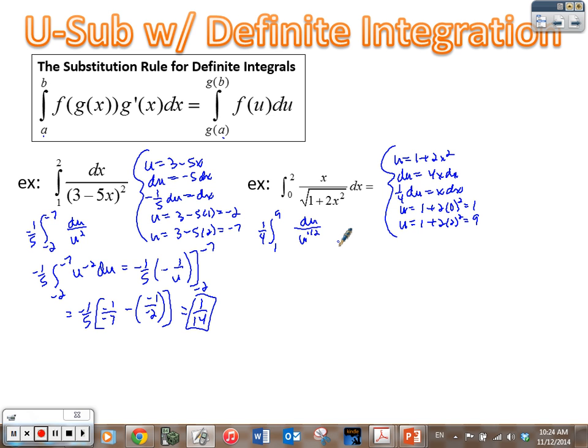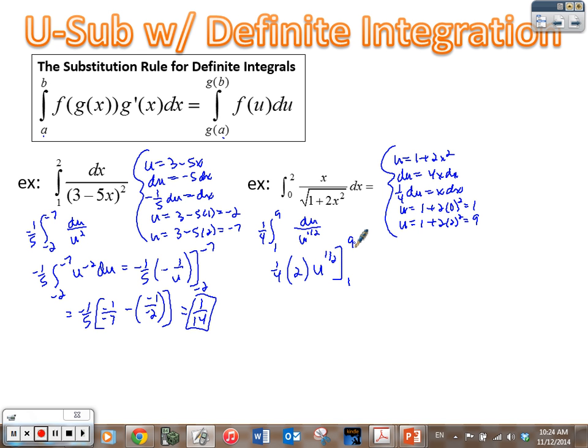And so if you want to rewrite that to be u to the negative 1/2, you can. I'm not going to do that this time. But if that makes you more comfortable, go ahead and rewrite it so you can see that it's a reversal of the power rule. We want to add 1 to the negative 1/2 and get what? 1/2, and then divide by 1/2, which is multiplying by 2. And that would be u to the 1/2 from 1 to 9.